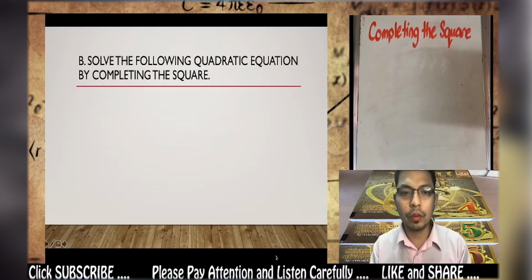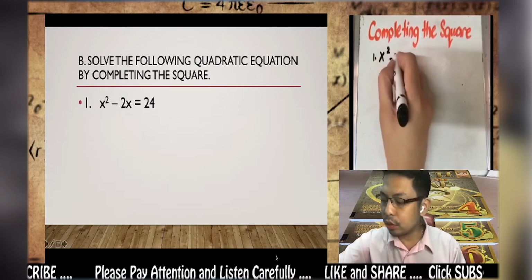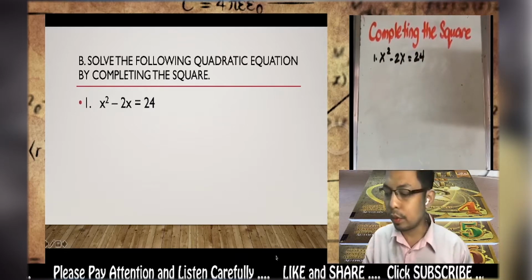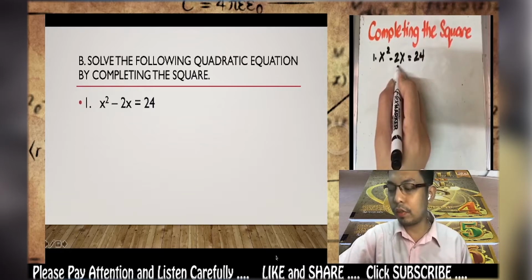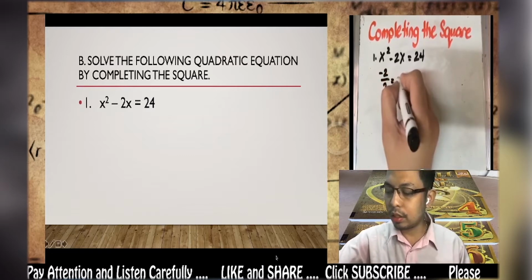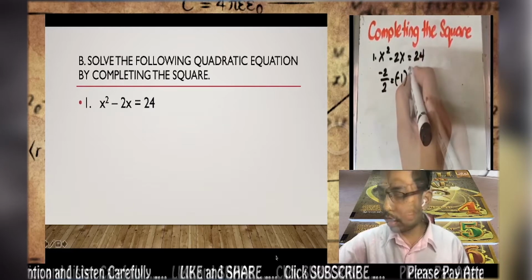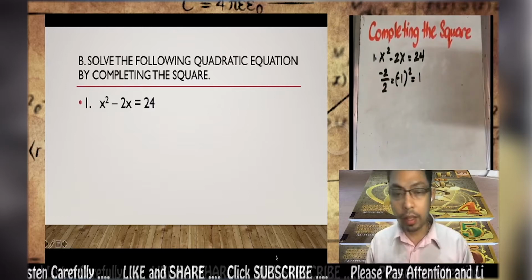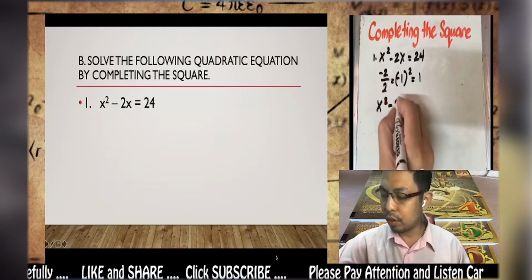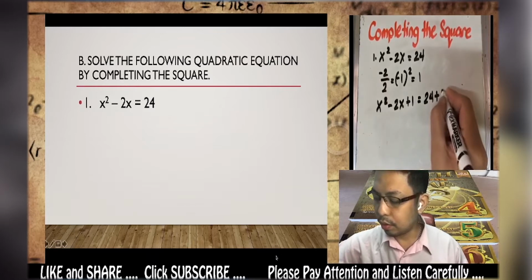Solve the following quadratic equation by completing the square. We have number 1, x squared minus 2x is equal to 24. Follow the steps in completing the square. Get the numerical coefficient of x and divide it by 2. So negative 2 divided by 2 is negative 1. Step 2, we square negative 1, or square the quotient. Negative 1 squared is 1. We add the result to both sides of the equation. So we have x squared minus 2x plus 1 is equal to 24 plus 1.